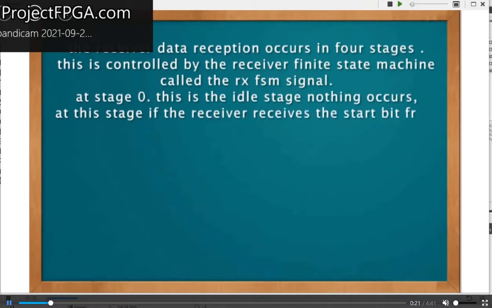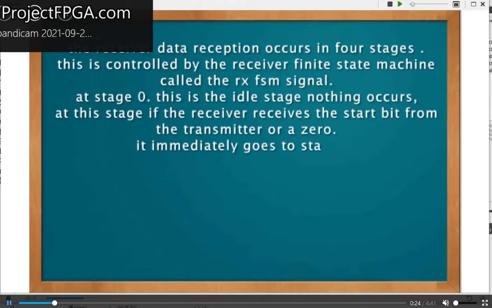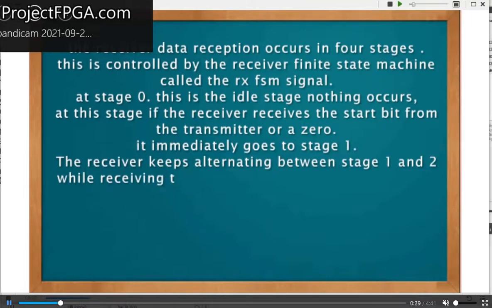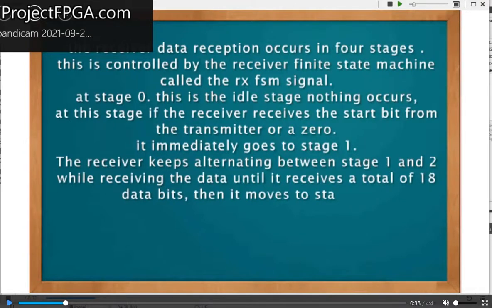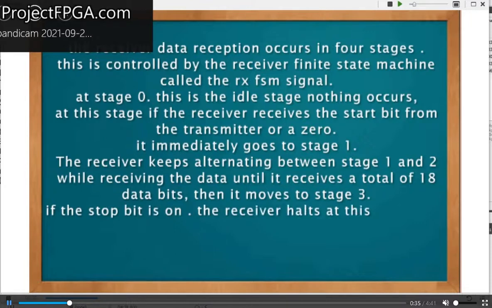At stage 0, this is the idle stage, nothing occurs here. At this stage, if the receiver receives the start bit or a low from the transmitter, it immediately goes to stage 1. The receiver keeps alternating between stage 1 and stage 2 while receiving data until it receives a total of 18 data bits. Then it moves to stage 3.